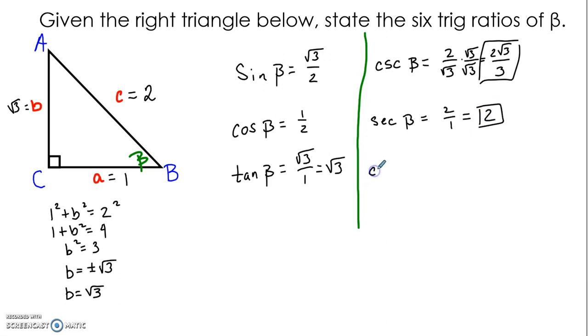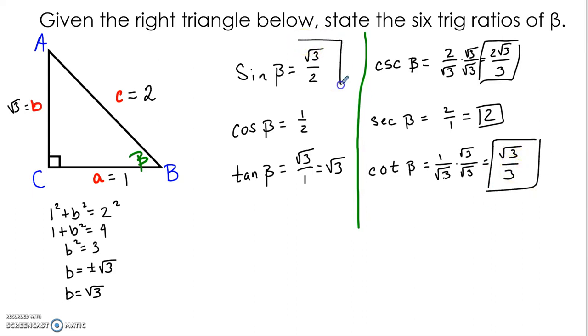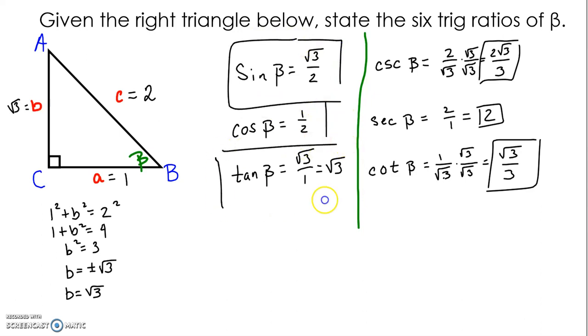And then for tangent, we have the cotangent of beta, and that'd be equal to 1 over the square root of 3. And we can't have that, so we multiply by the square root of 3. So we have the square root of 3 over 3. So here's finding our 6 trig functions. If we know how to find the originals, then we can easily just find the reciprocal functions over here.